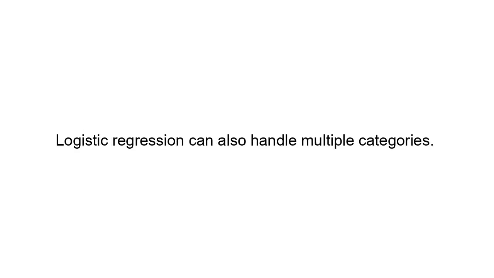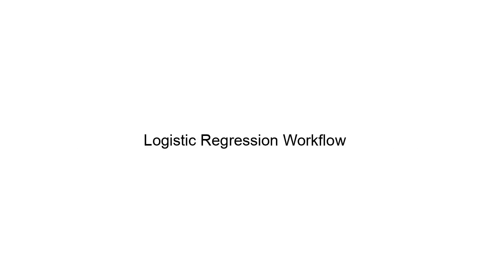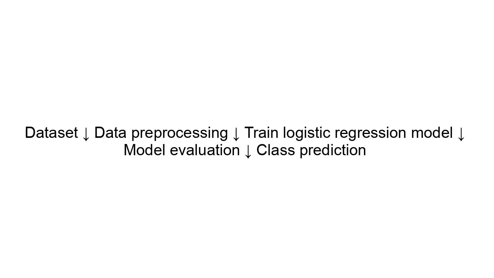Multi-class logistic regression. Logistic regression can also handle multiple categories. Example: image and label, cat photo is cat, dog photo is dog, bird photo is bird. Example concept: image features lead to a logistic model, which leads to a predicted class. This version is called multinomial logistic regression.